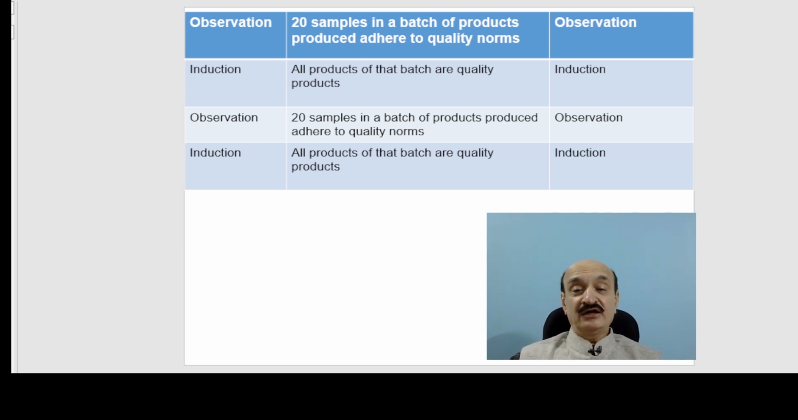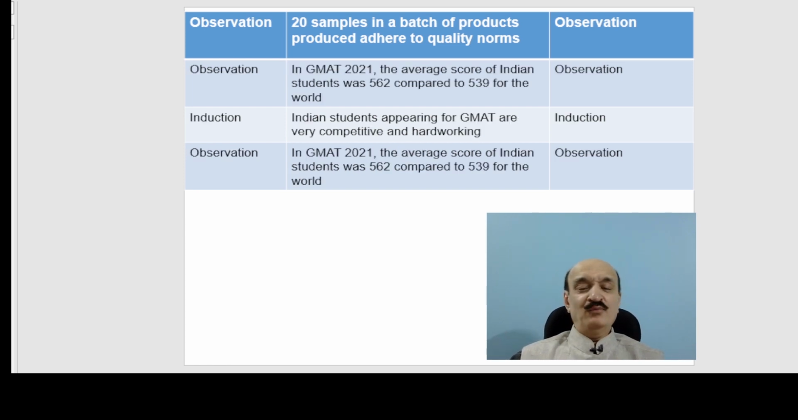So that's called induction. So what's the observation? 20 samples in a batch of products produced adhere to the quality norms. That's an observation. What do we induce from this? All products of that batch are quality products. So which means from a sample, we are extrapolating it to the population. Let's take one more example.